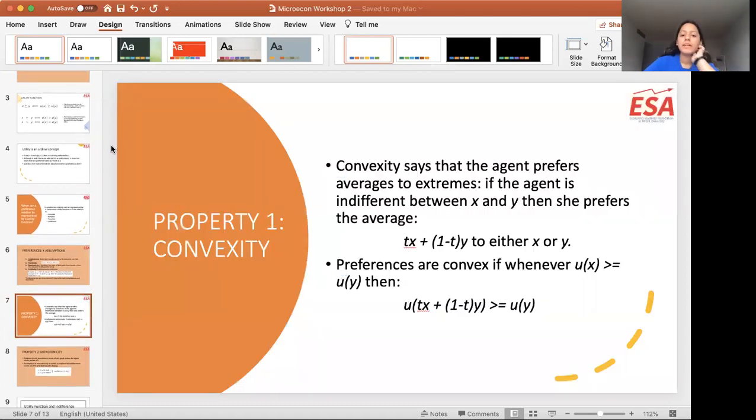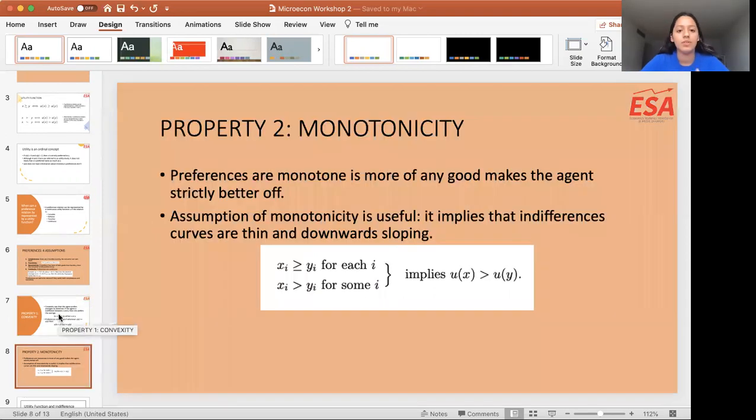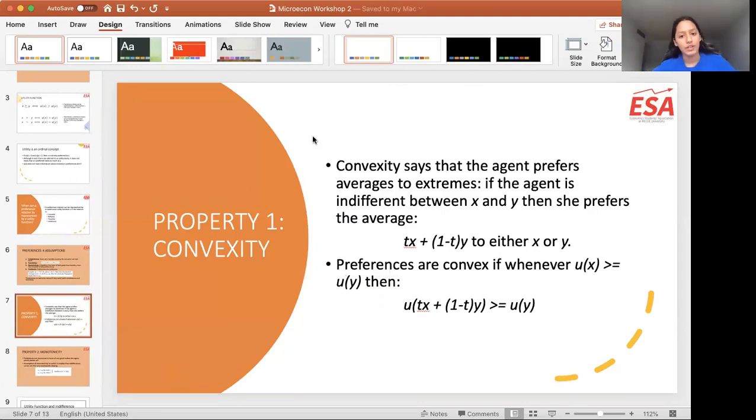There are only two properties that I'm going to talk about, because these are the ones that tend to come up in exams. They might ask you, is this bundle convex, or does it show monotonicity? So I'm going to talk about convexity and monotonicity. Convexity first: convexity basically says that the agent prefers averages to extremes. So if the agent is indifferent between X and Y, then he or she prefers the average, which is denoted by this.